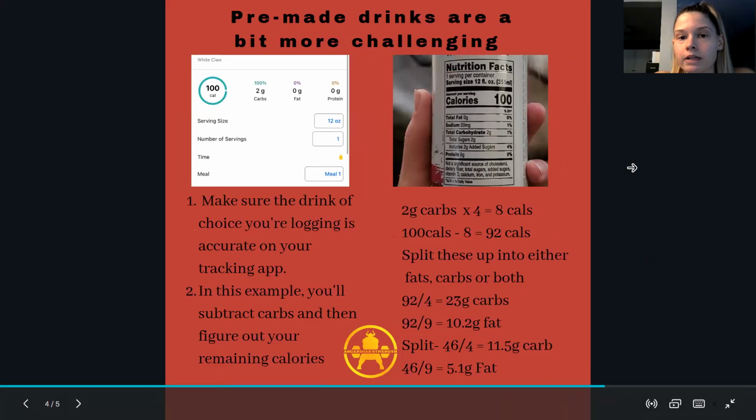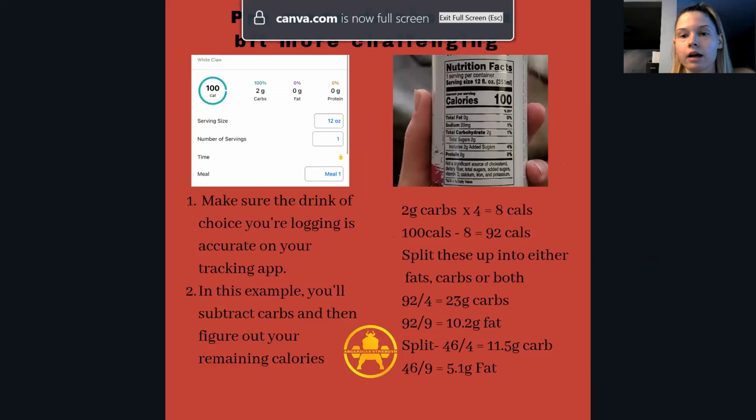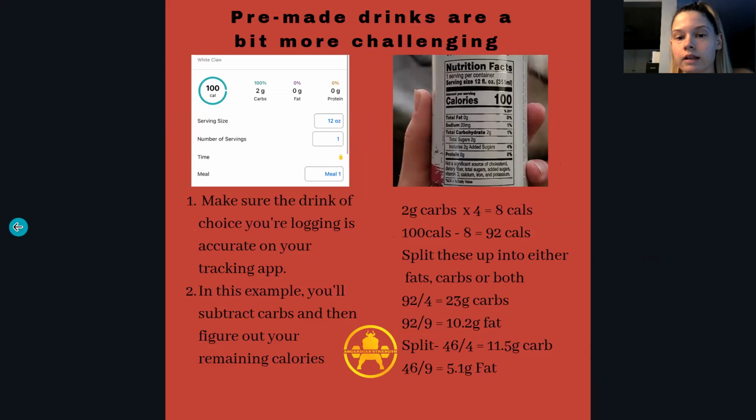Now looking at pre-made drinks, this is a White Claw. Looking at the macronutrients for it, everything that I pulled today is from MyFitnessPal. Obviously, there's a whole bunch of different tracking apps, and the biggest thing to make sure that you do is confirm that these are the actual macros for that drink, because some of it can be incorrect on MyFitnessPal. We're also going to touch on an easier way to track than this. This is just the long way of knowing how to track for this.